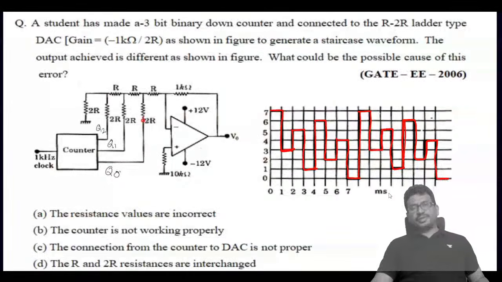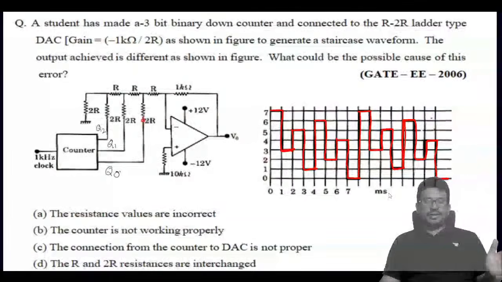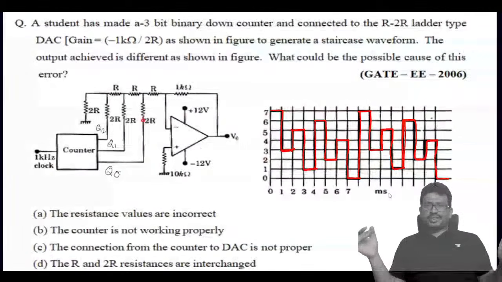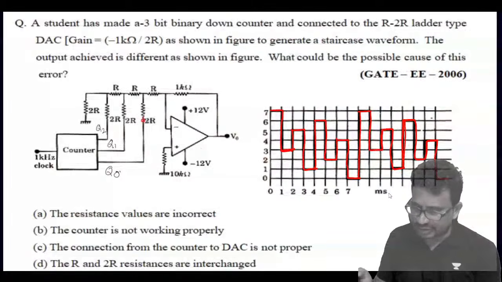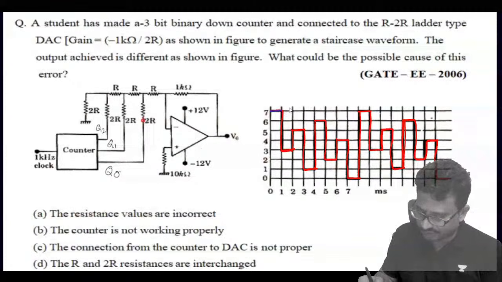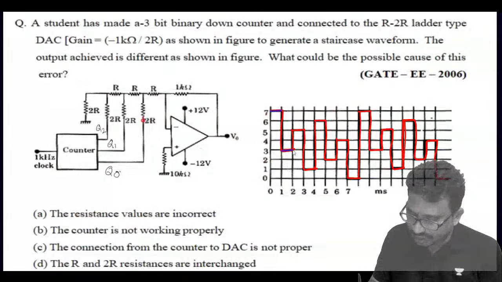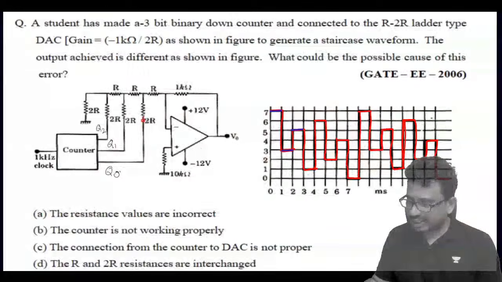Now you tell me, what waveform does he want to get? We should get the down counter. Down counter means 7, 6, 5 like that has to come. But here what happens? When you apply the first clock we have 7. Next clock we got 3. Next clock we got 5, like this. Why did it happen like this? We need to analyze it.